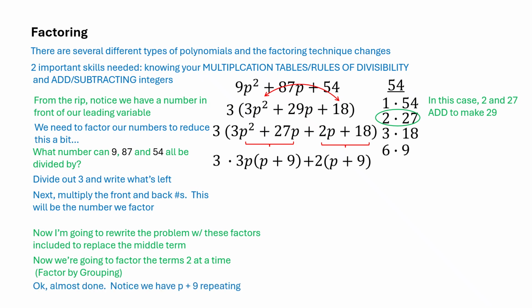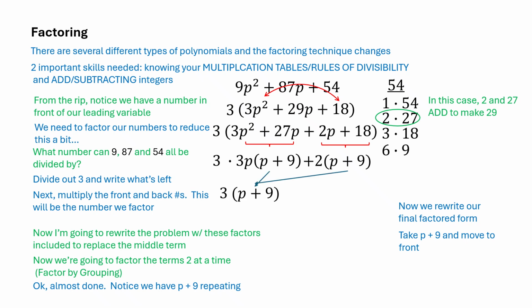Just like last time, notice that we have our parentheses repeating. And so we're going to use that to help us write our factored form. So p plus 9 can go to the front or to the back, depends. And whatever was left over outside those parentheses, which is 3p and the positive 2, goes in their own set of parentheses.